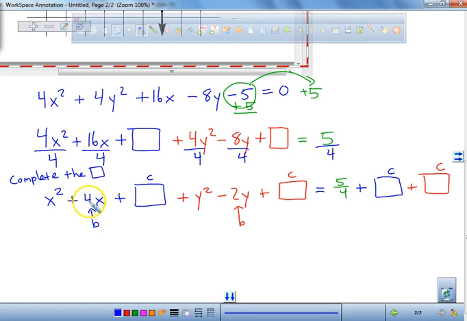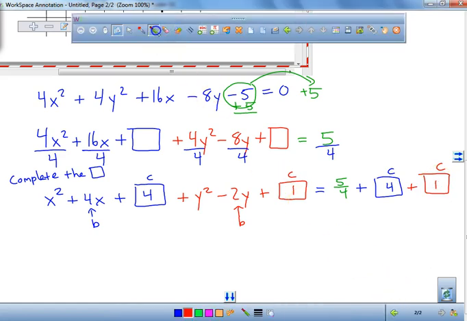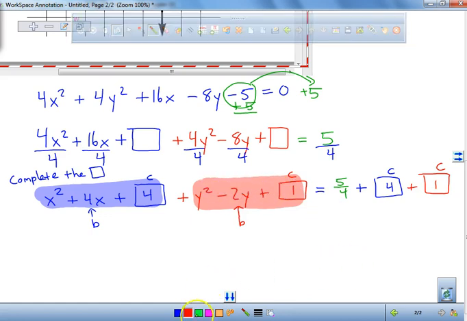So, what's half of 4? 2. What's 2 squared? 4. Put 4 there. Put 4 there. What's half of negative 2? Negative 1. Negative 1 times negative 1 is 1. Put 1 there. Put 1 there. Okay, and then we're going to want to check all of theirs. Okay, going to take all those and add them together.